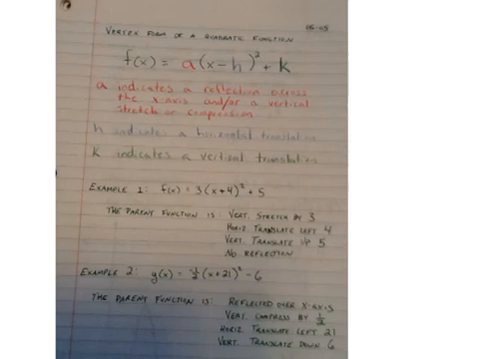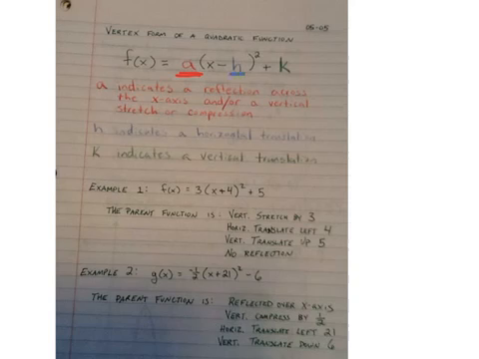Page 05-05. This is an example of how we can use the vertex form of a quadratic equation to discuss what the shape of the parabola looks like. In the vertex form, a, the number in front, would define the vertical stretch or compression.